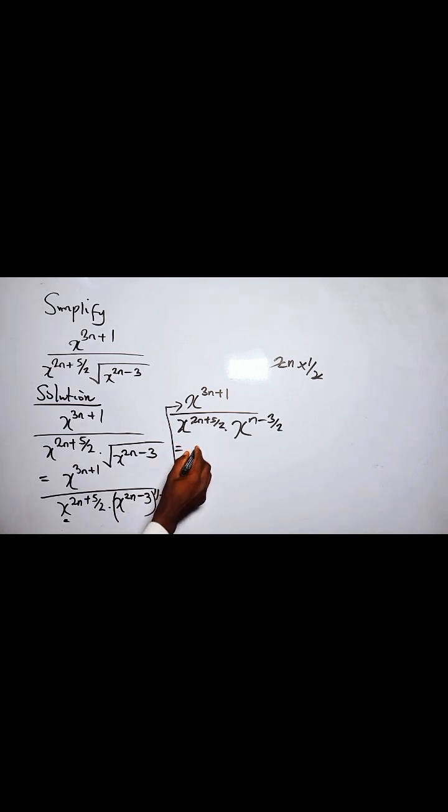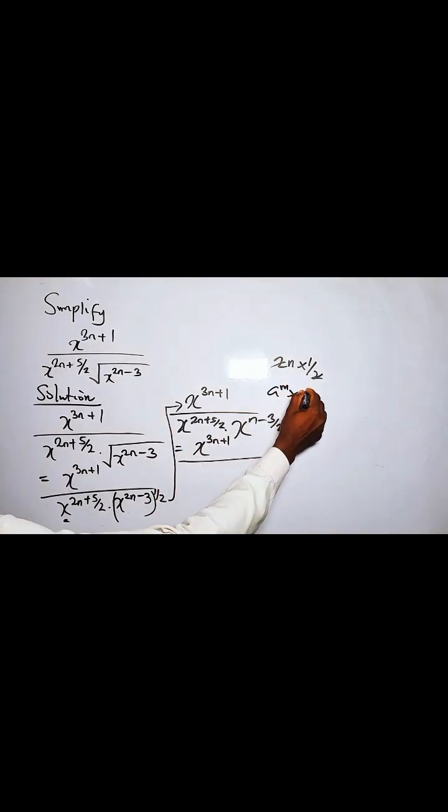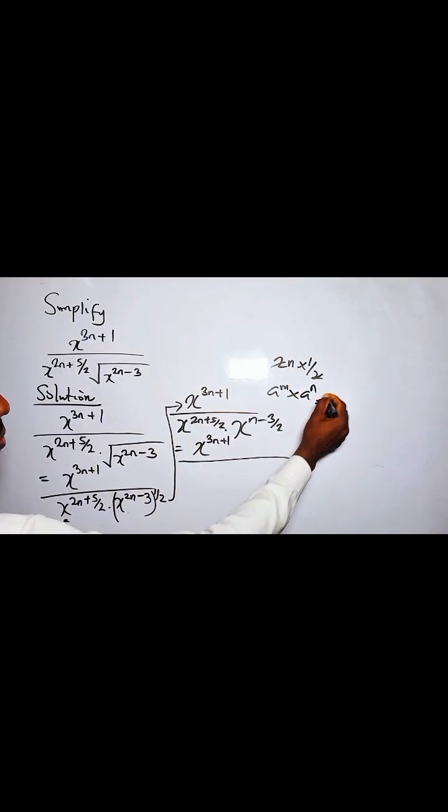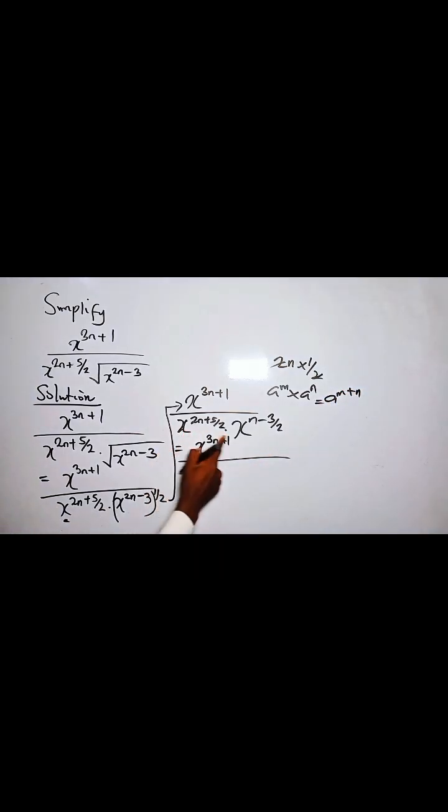When we simplify further, at the numerator we have x raised to power 3n plus 1 over, and we can apply the law of indices for multiplying the same base. When we have the same base, we pick out one and add up the power. So let us apply it at the denominator. We have x, so let us add the power: 2n plus 5 over 2, plus n minus 3 over 2.